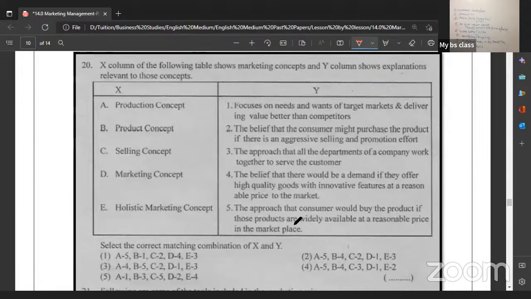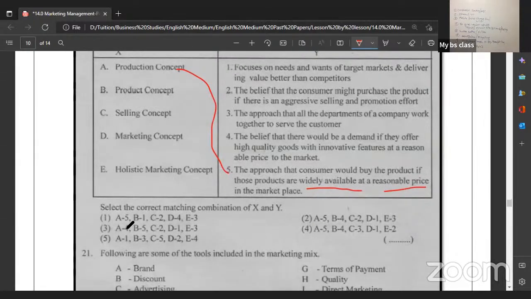Production concept. Production concept focuses on the needs and wants of the target market. The widely availability for a reasonable price which everyone can afford, right? The highly available. So something A for 5 should be there. A for 5 should be there.